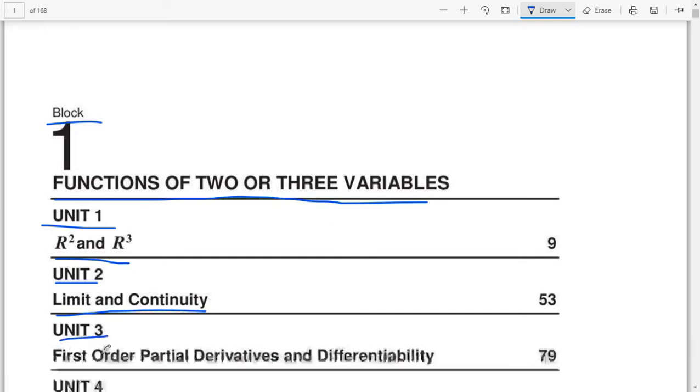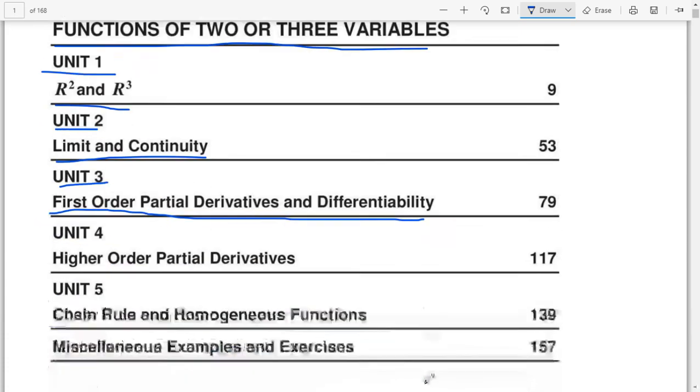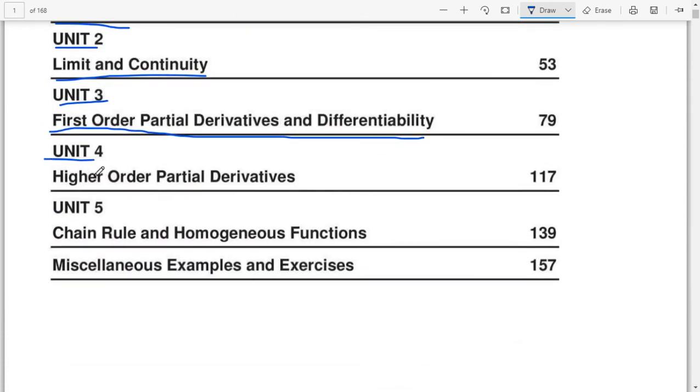Unit 3 first order partial derivatives and differentiability. Unit 4 higher order partial derivatives. Unit 5 chain rule and homogeneous functions. Miscellaneous examples and exercises.